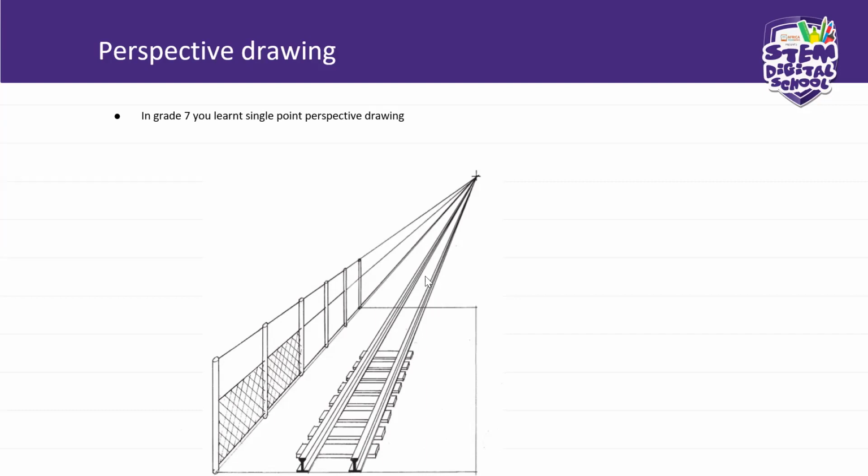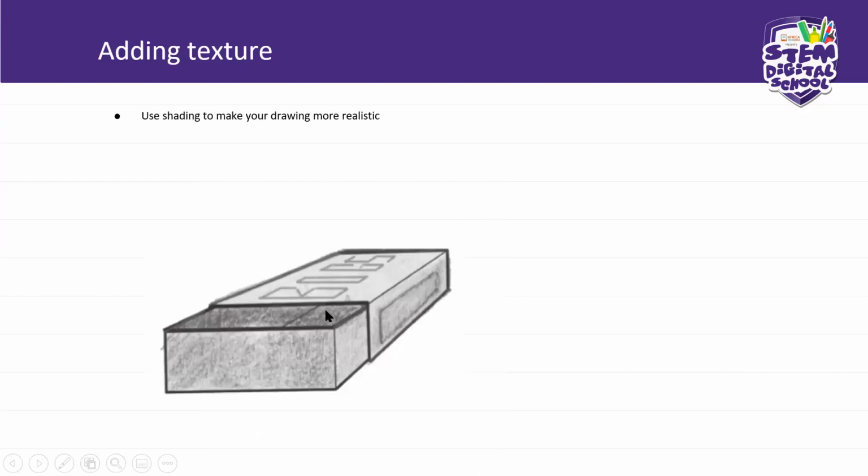Okay. So this is your grade 7 single point perspective drawing. And you have to, this is also perspective drawing. You have to practice this also. This can be just a basic drawing. Let me ask you again. Is this an oblique or an isometric drawing? Is it oblique or isometric?